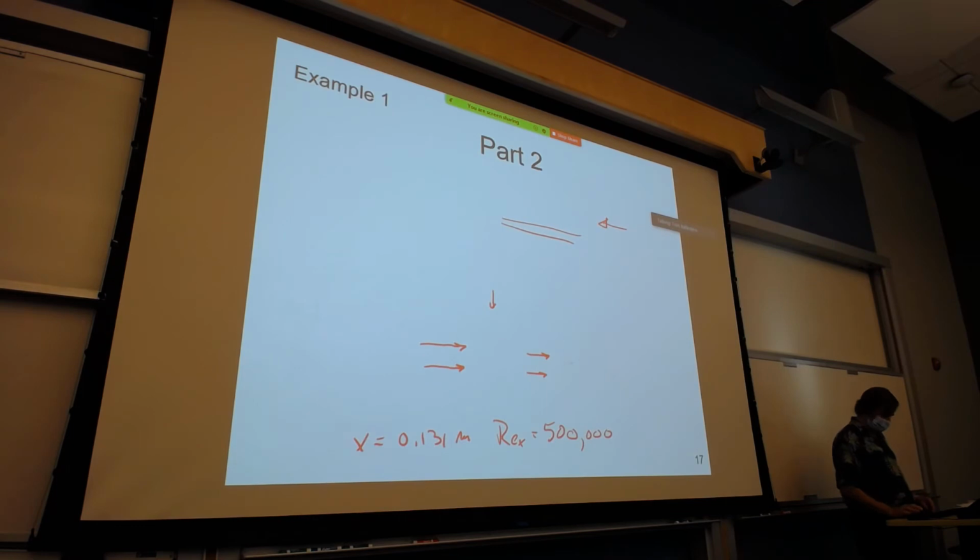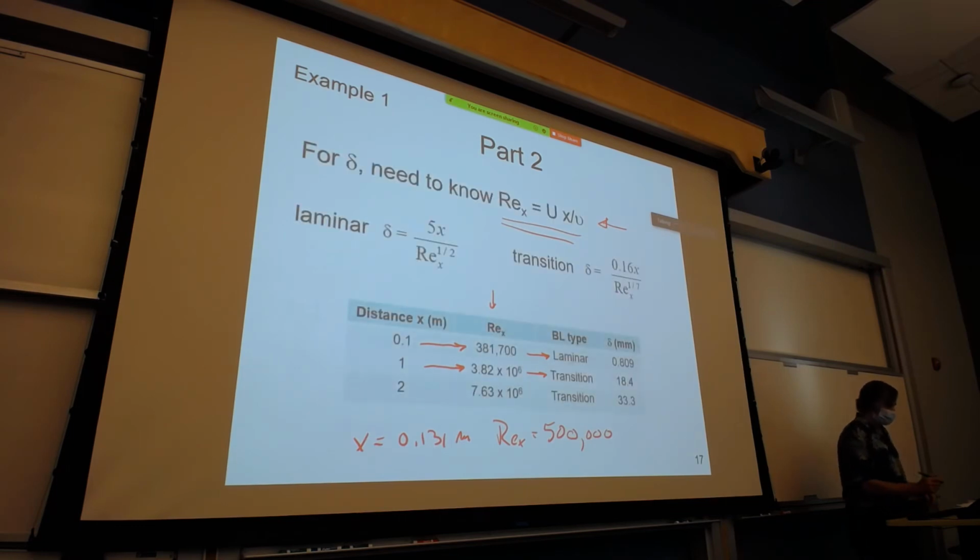So this is where we were. And again, at this last distance, we know that we have a transitional boundary layer. So when the boundary Reynolds number at x equal to 0.1 meters is 381,700, this is how we calculate the boundary layer thickness in a laminar boundary layer zone. The boundary layer thickness is 5x, in this case x is equal to 0.1 meters, divided by the boundary Reynolds number, 381,700 to the 1/2 power. And that gives us 0.809 millimeters.